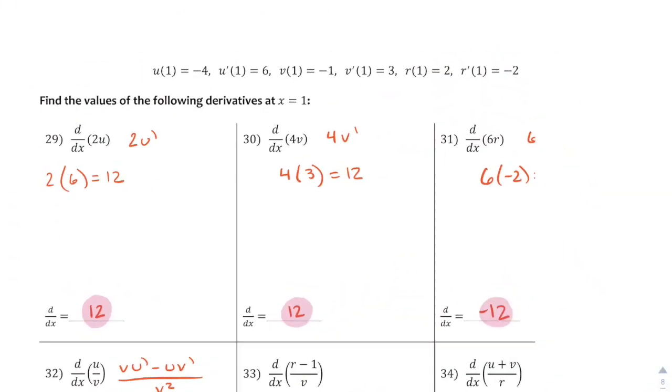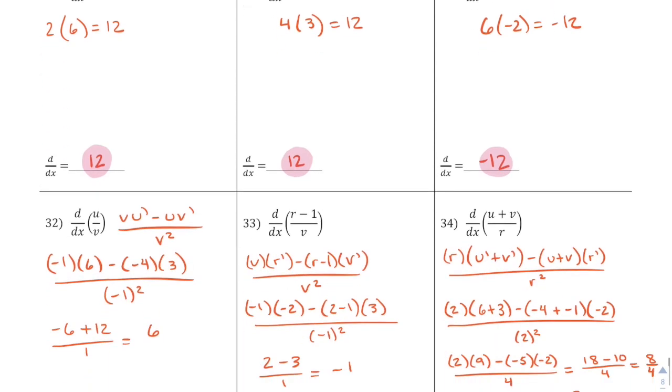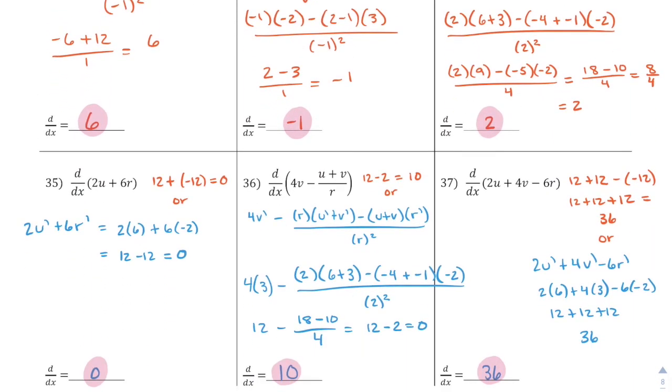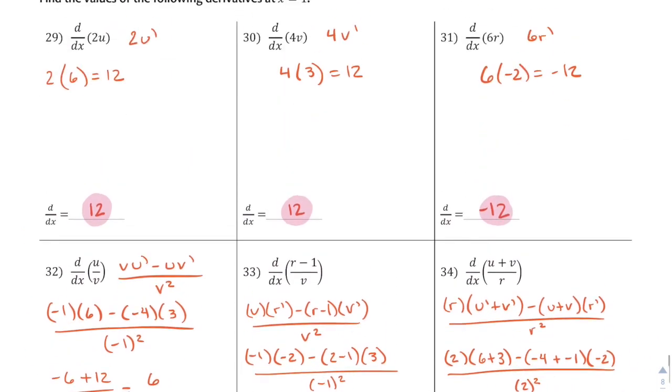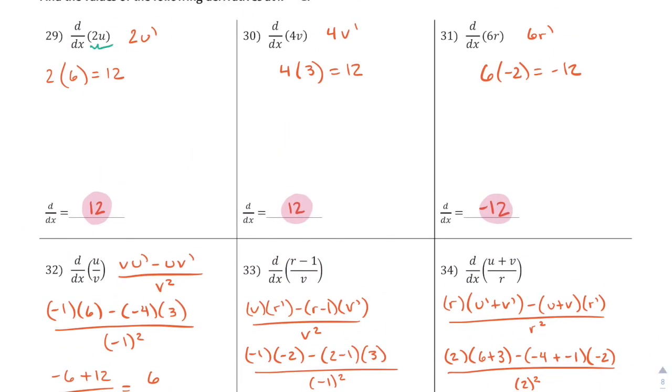These last ones, there are a lot of them, but I want you to notice at the bottom here, 2u plus 6r, I already calculated 2u here, and I calculated 6r here.